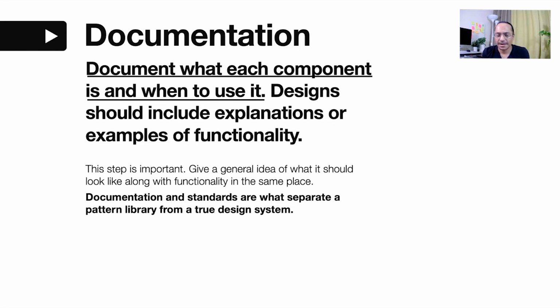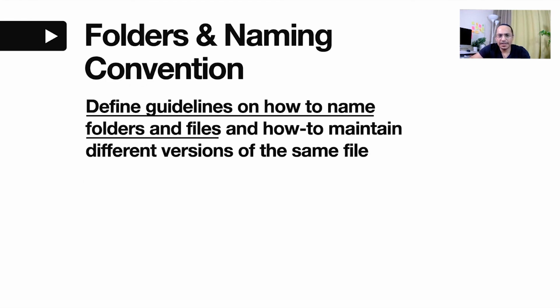Like it just had the list of the components and their designs reference and so on. But documentation was never part of those style guides. But in the design system, we also put the documentation, we define everything, why and how, and where to use, and all those things. And then also define the folders and the naming conventions. So define guidelines on how to name folders and files and how to maintain different versions of the same file.